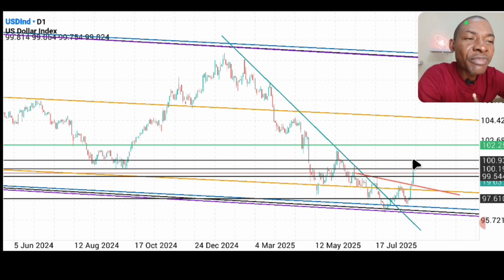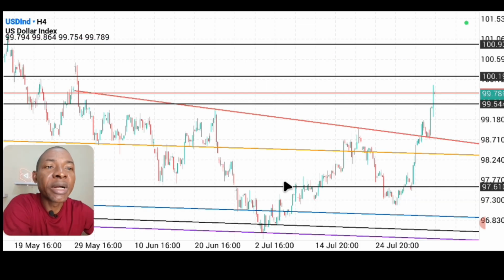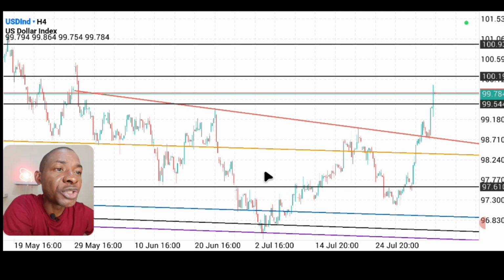Now let's get to the 4 hours time frame so that you will see exactly what to expect. So here is the 4 hours time frame chart of the DXY. Like I was pointing out on the daily time frame, we have an inverse head and shoulder pattern, and we can see it very clearly here. So this is the inverse head and shoulder pattern. It's the left shoulder, this is the head, and this is the right shoulder. So this is the neck region.